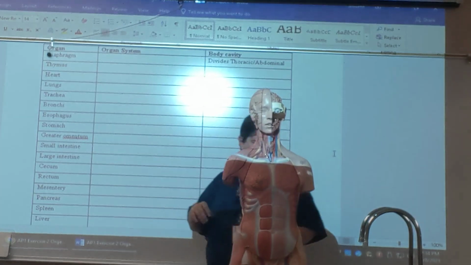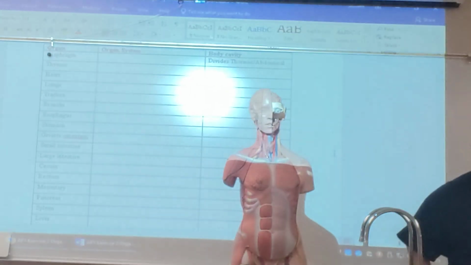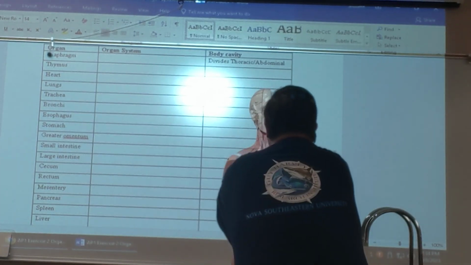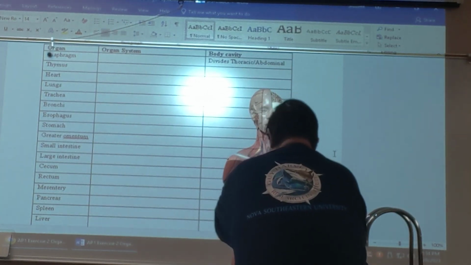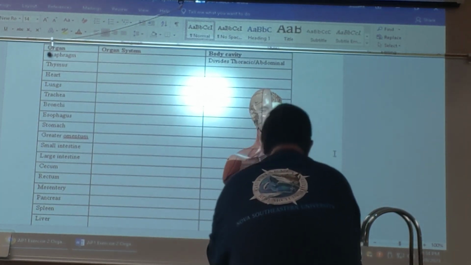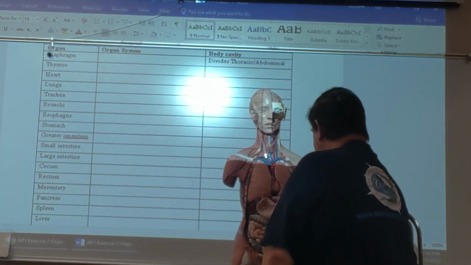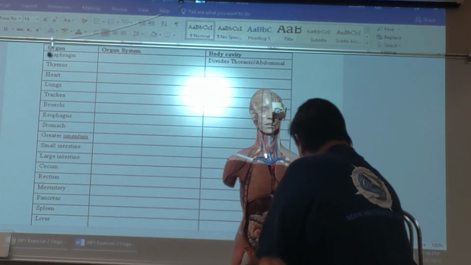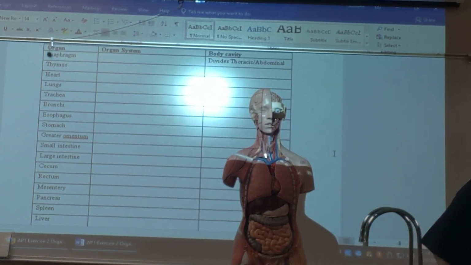Now the diaphragm, it's the muscle that lies under the lungs. The lungs are on top of that, and it's right here. You can see it sticking down right below the lungs. On one of the other models, it's more obvious. Let me see if I can bring one over to show you.